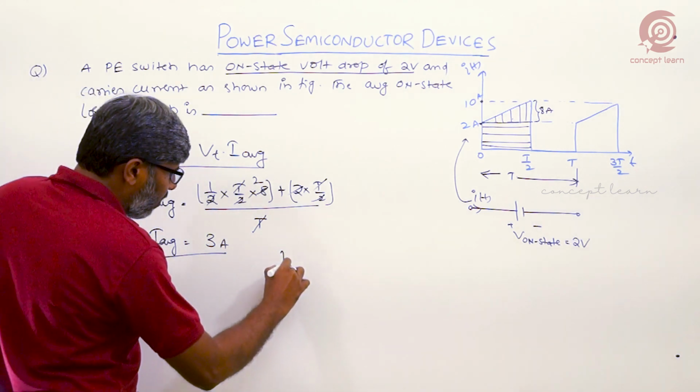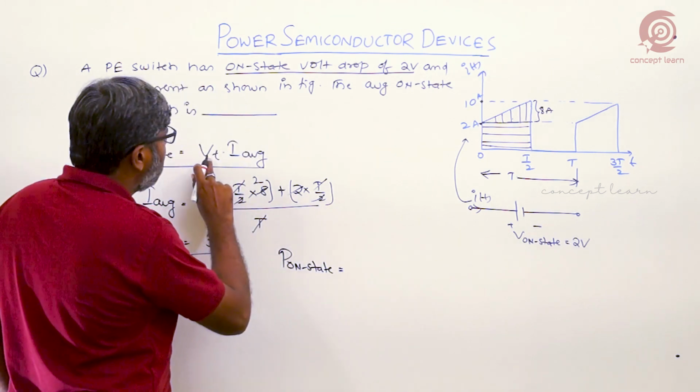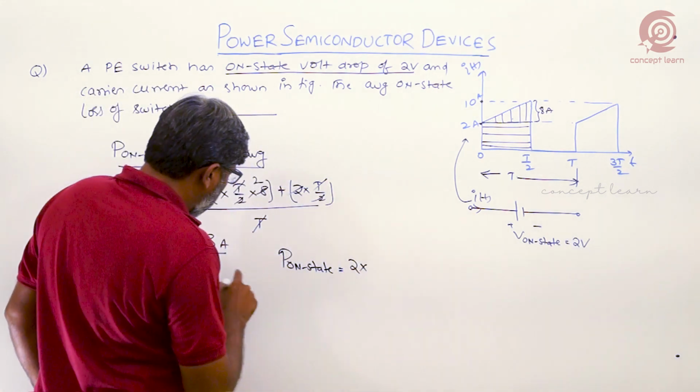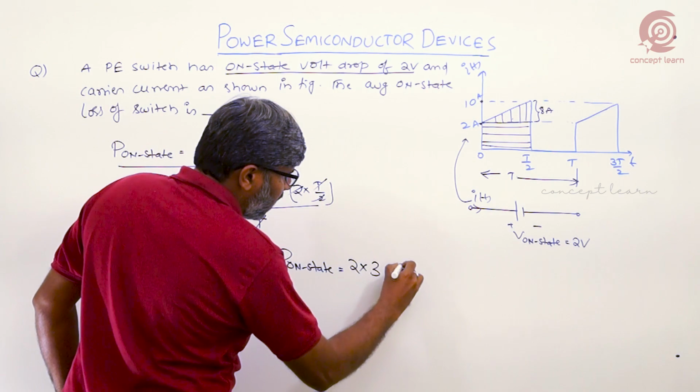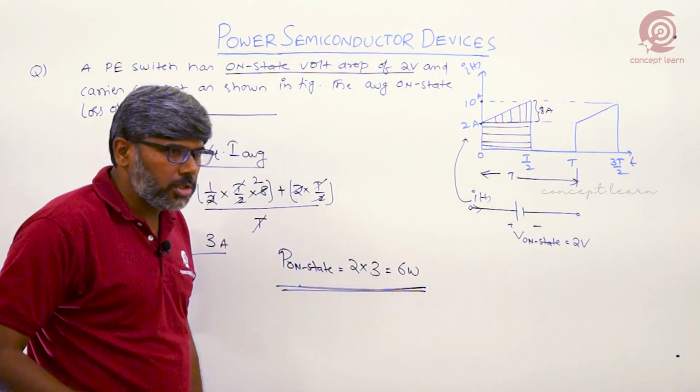Then what is the on-state power loss? The on-state average power loss is equal to Vt, whose value is given as 2, times I average, which is 3. Then the answer is 6 watts. So this is the answer to the question.